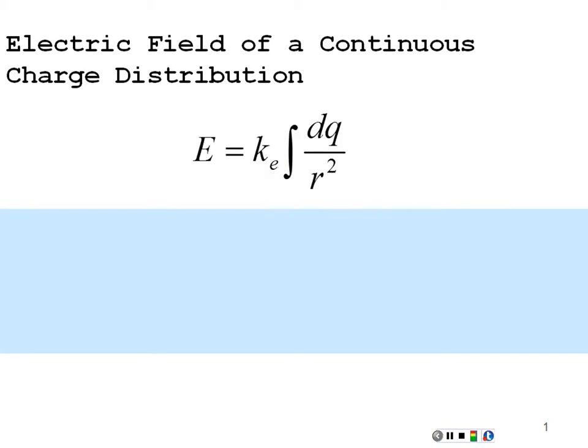So the electric field would be equal to our famous k constant, integral of our dq over r squared. What we're going to do is treat our continuous charge distribution as a distribution of many little point charges, all of them values of dq. And then we're going to superimpose those together.